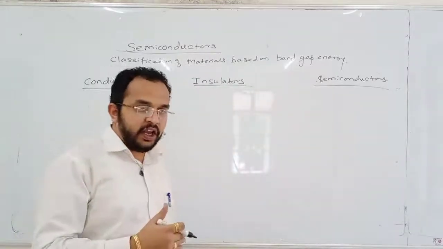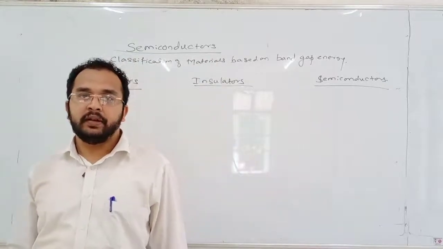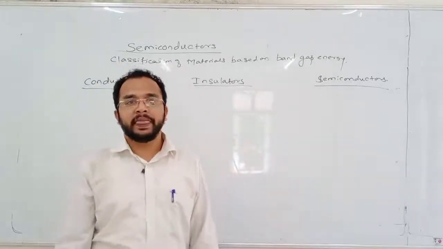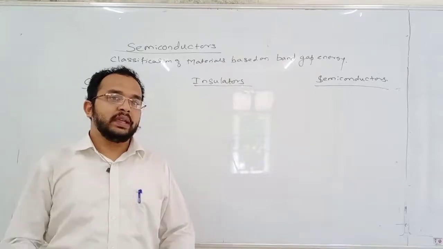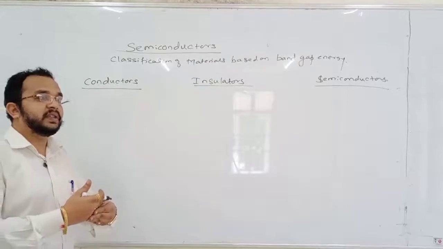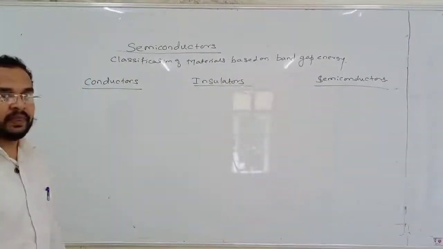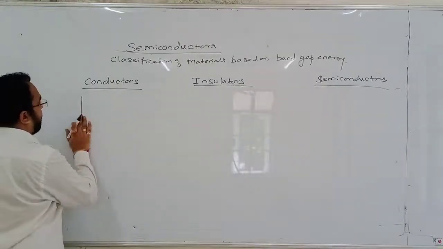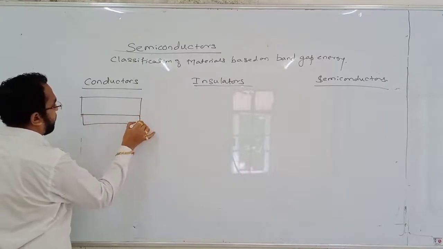Like passengers are standing very near to the train, what will happen? One leg inside the train and one leg on the platform, what will happen? They will move with the train. So we can say if valence band and conduction band overlap each other, that means some electrons of valence band are free. So I can write like this.